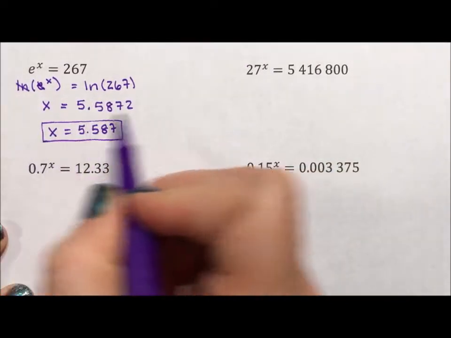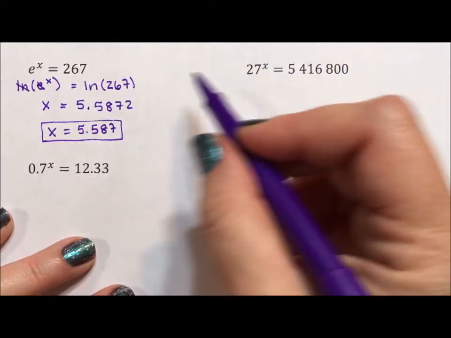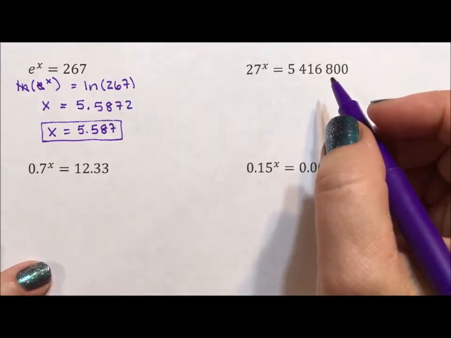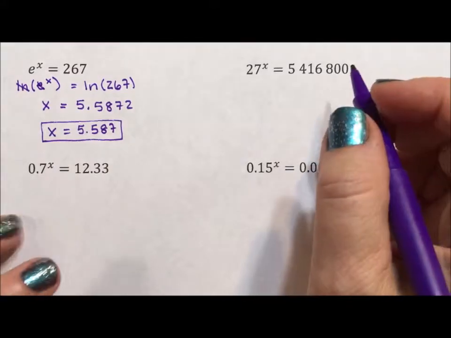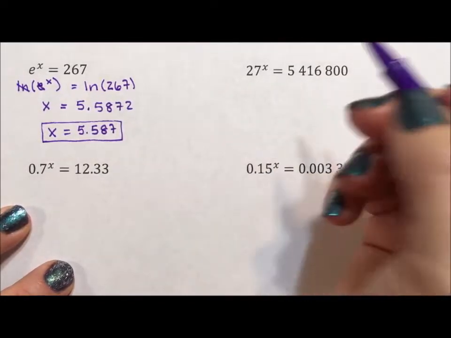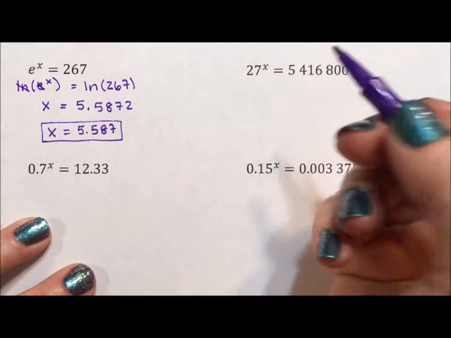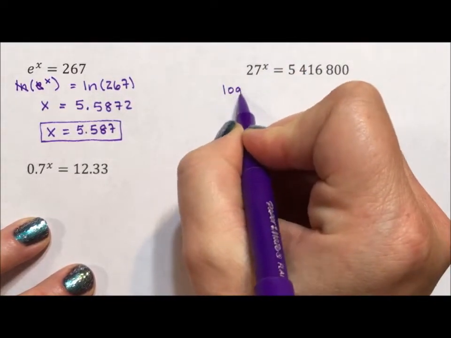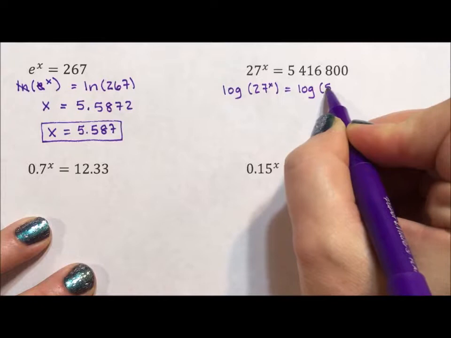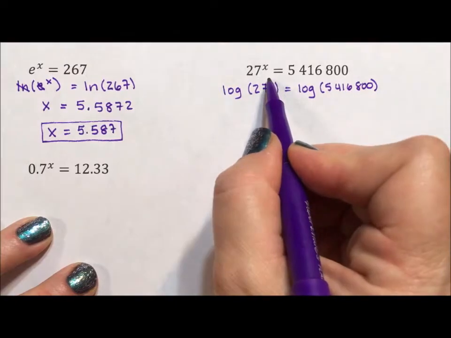For my next problem, if I have a number that is not e, I have 2 ways of solving it, and I will solve each of these 2 problems that are not e differently. The way I normally do these is logs are exponents, which means if I take the log of both sides, I write log of 27 to the x equals log of 5,416,800. What ends up happening is there's this thing called a power rule, which allows me to take this x and drag it out front.